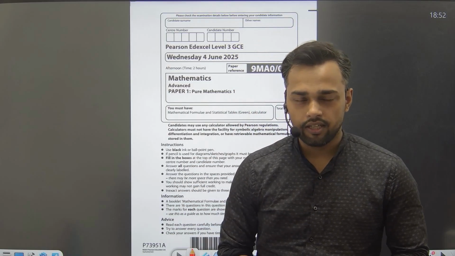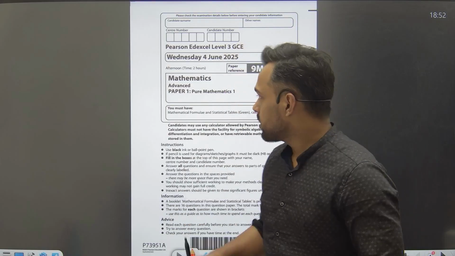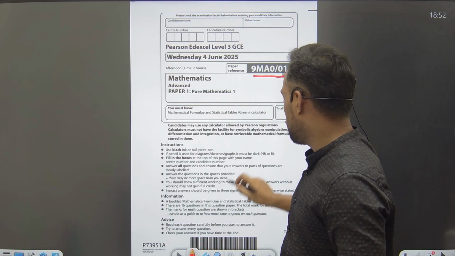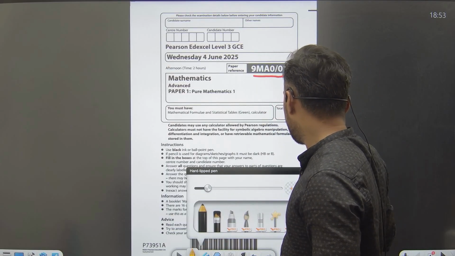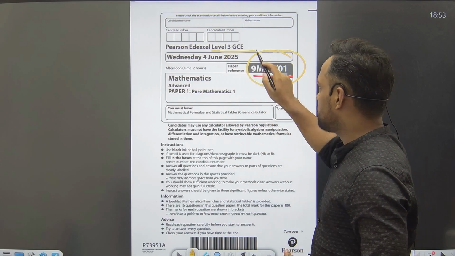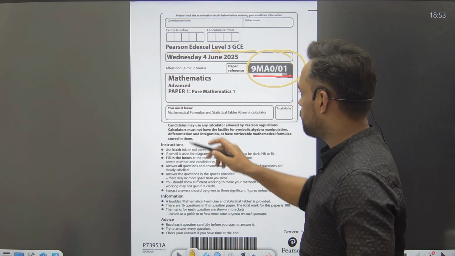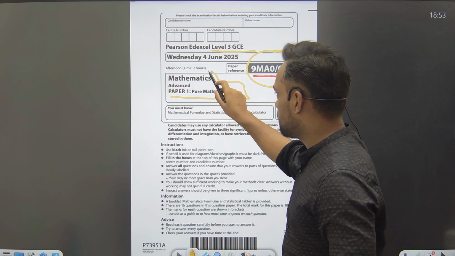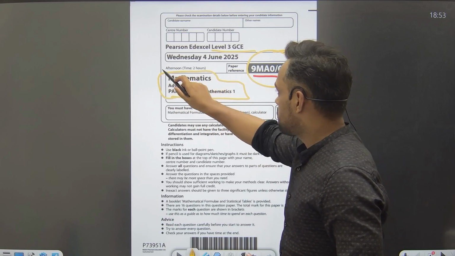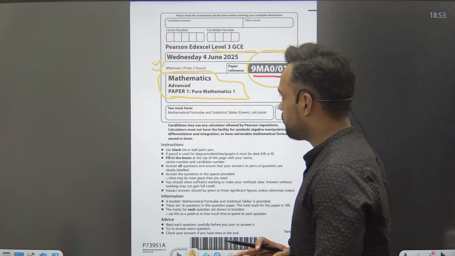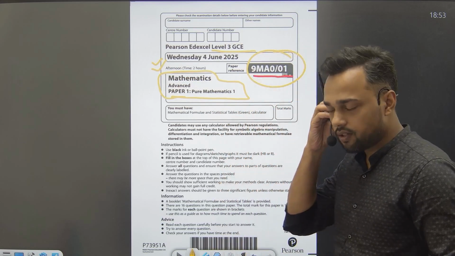Pearson Edexcel IGCSE examination. The paper name is 9MA0/01. This is the paper name, students, and this is of level 3 GCE, and it is paper 1, as I've already told, and it is pure mathematics advanced version, and the time taken for this paper should be 2 hours. It is given for the students.